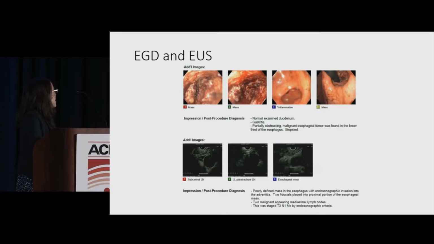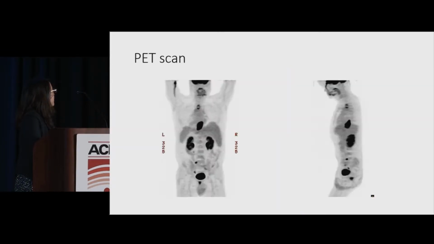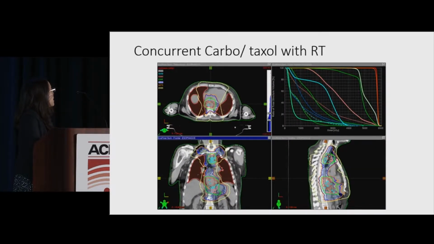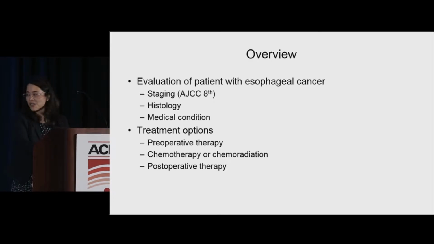So this is his EGD and his EUS. And then this is his PET scan, where you can see the upper paratracheal lymph node. And these are key CT images. He again underwent concurrent, potentially definitive carboplatin and paclitaxel with radiation, and this is just his radiation field. So I'm going to turn it over to Dr. Mulcahy to discuss these two cases.